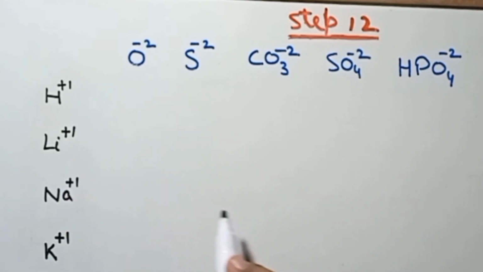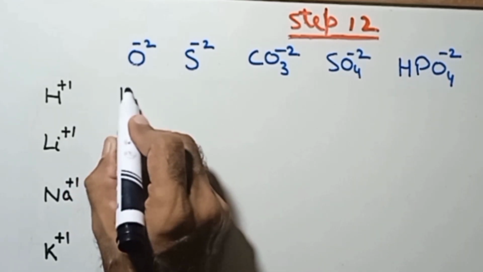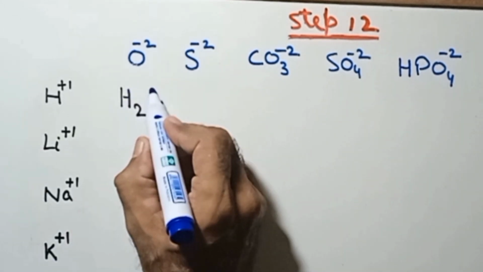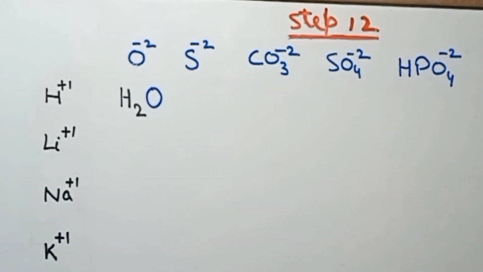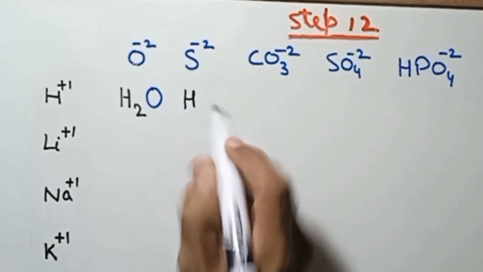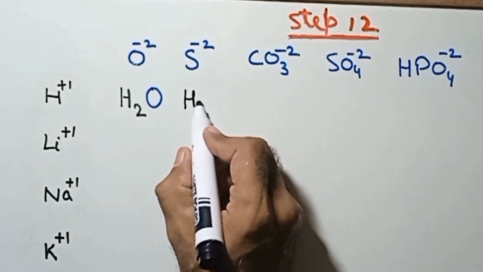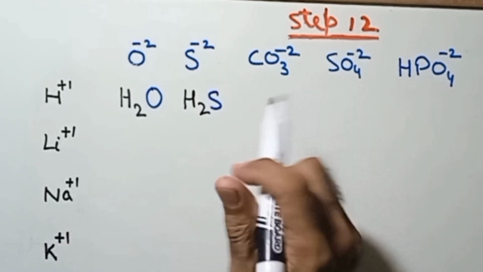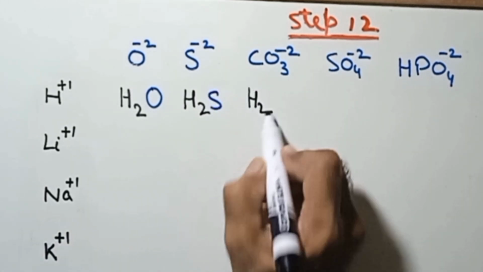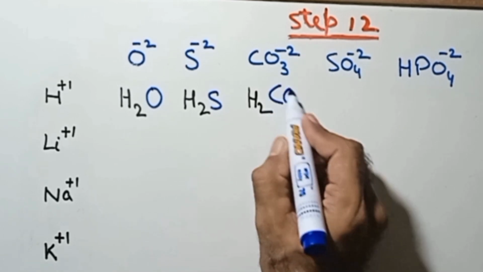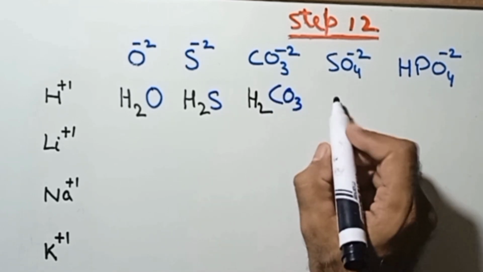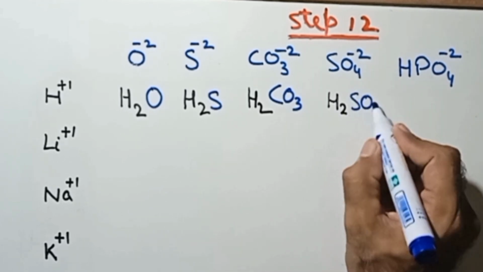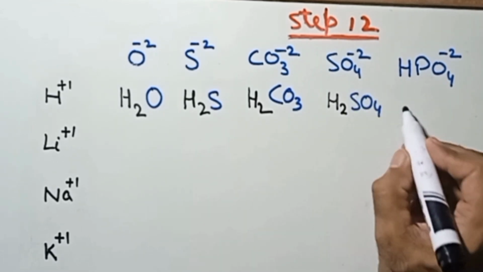When hydrogen combines with oxygen, it will give you H2O. This is water. H2S, hydrogen sulfide. H2CO3, carbonic acid. H2SO4, sulfuric acid.